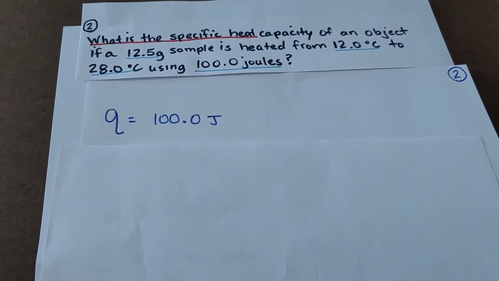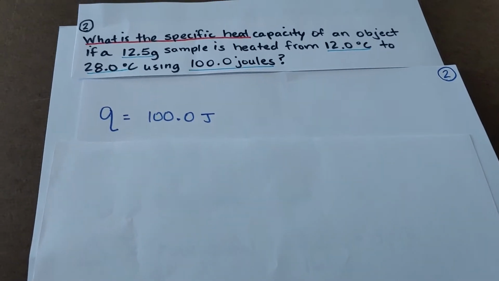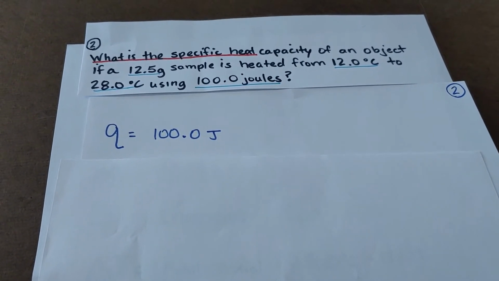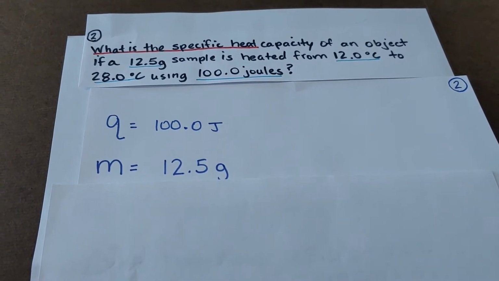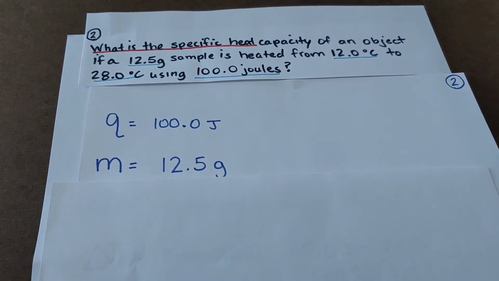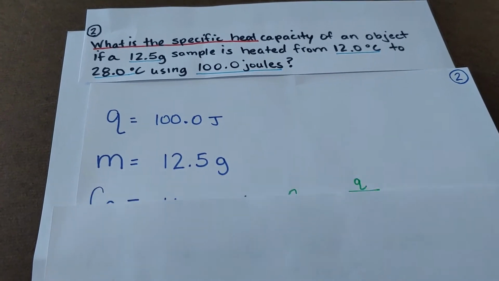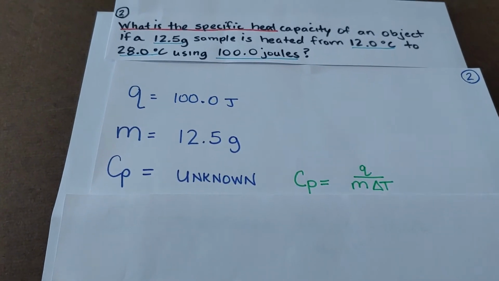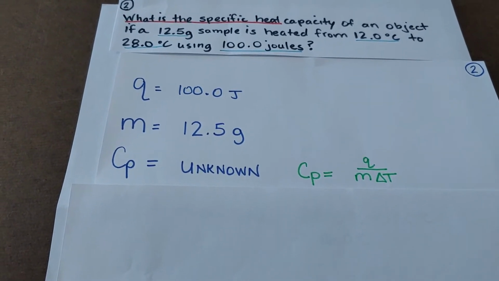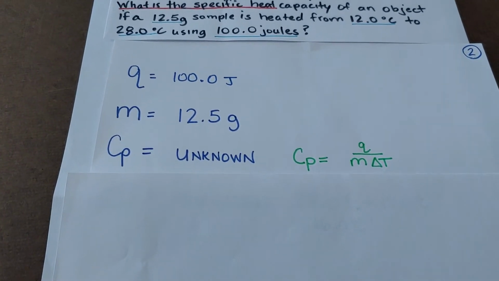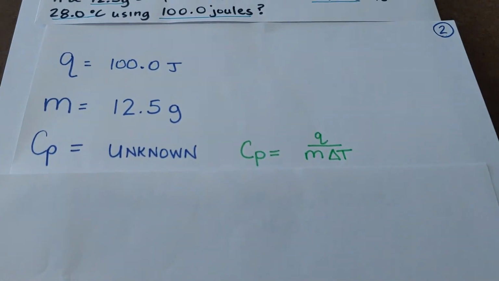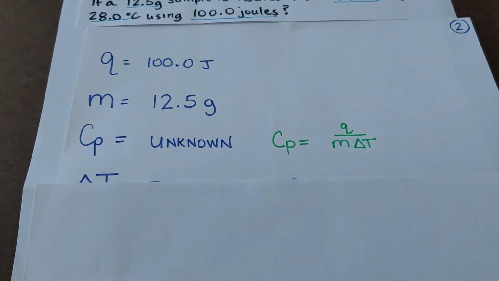Okay, so we know that Q is given to us because we have a number that is stated there and it says 100 joules. For mass, we also know that that's given to us because we have a number with grams and it reads as 12.5 grams. For specific heat, I notice that there's not a number that has joules over grams times degrees Celsius. So that's going to be our unknown.